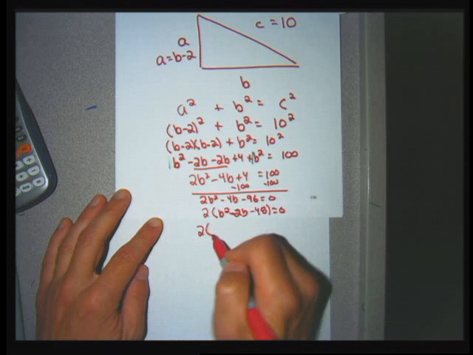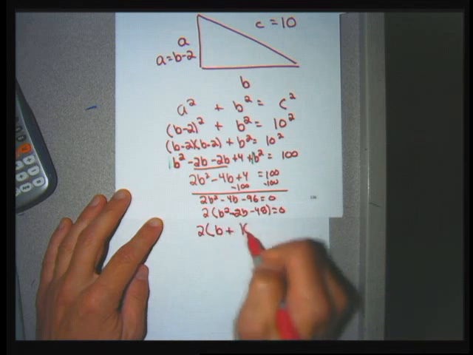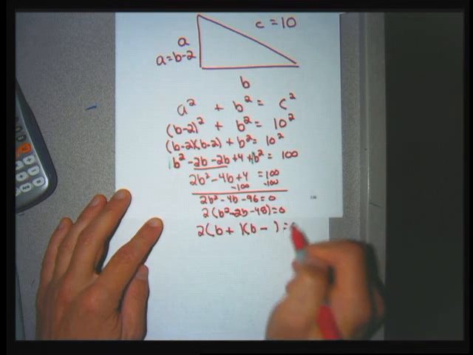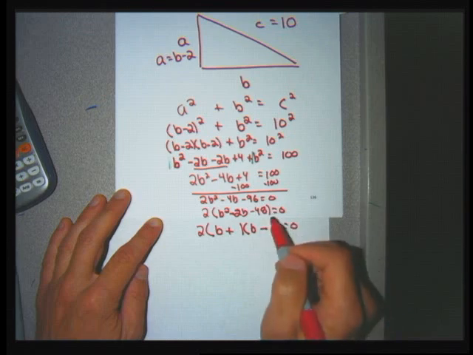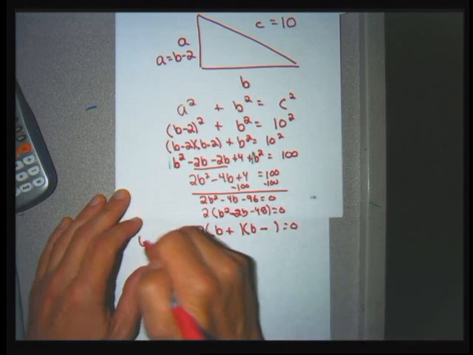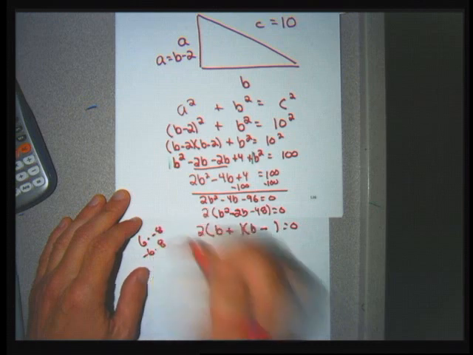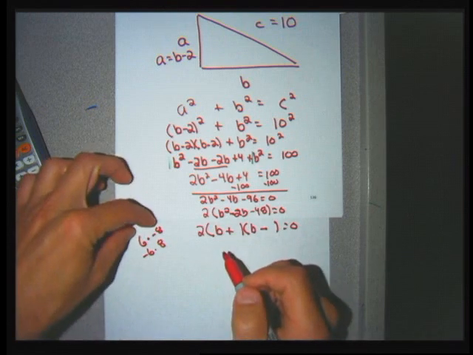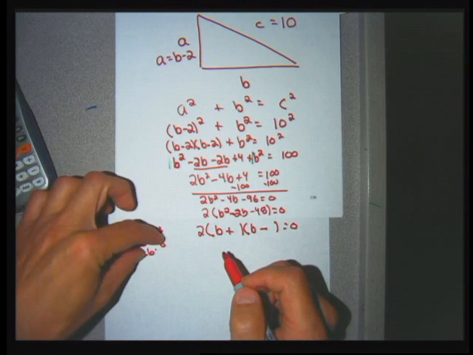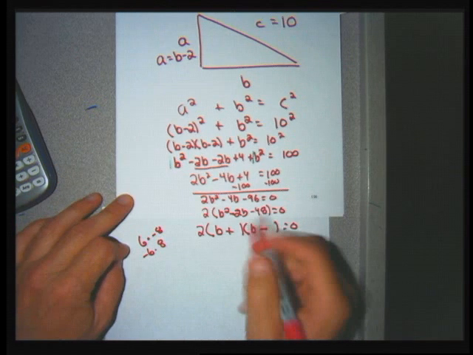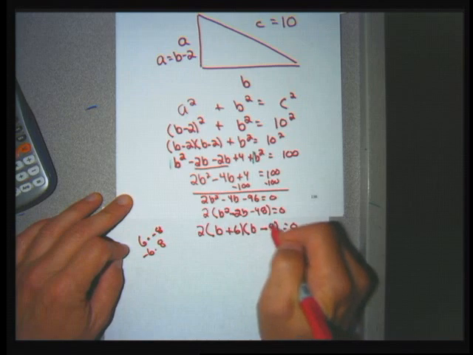Then I'm going to go 2, and then B plus, and B minus. And then for 48, I think it's going to be 6 and 8. I have to figure out if it's 6 and negative 8, or negative 6 and 8. 6 minus 8 gives me negative 2. Negative 6 plus 8 gives me positive 2. So I need the 6 and the minus 8.